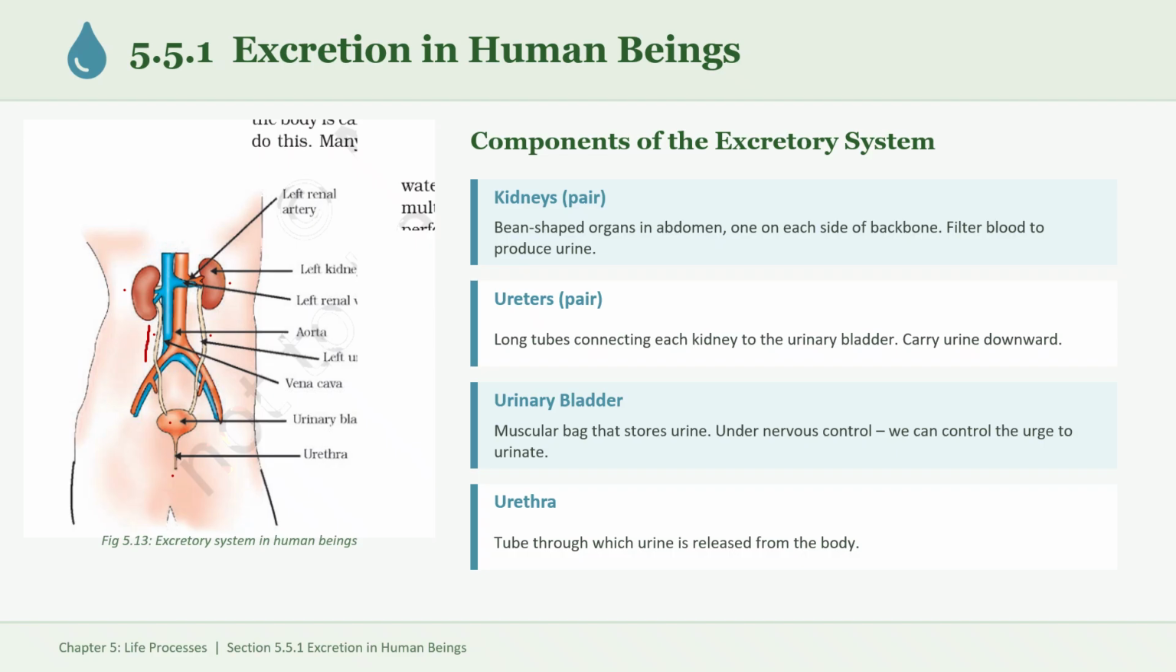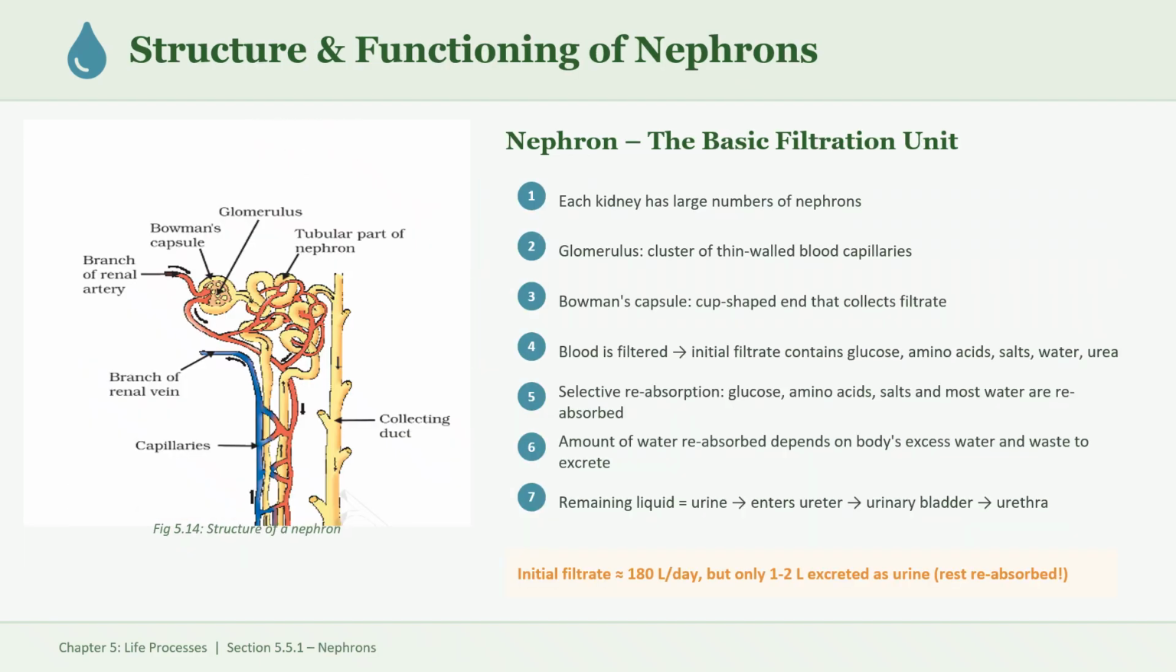And what is this urinary bladder? The urinary bladder is a muscular bag that stores urine. Under nerve control, we can easily control the urge to urinate. Then the urethra, the last part, is the tube through which urine is released from the body. Yes. Next we are going to see the structure and functioning of nephrons.